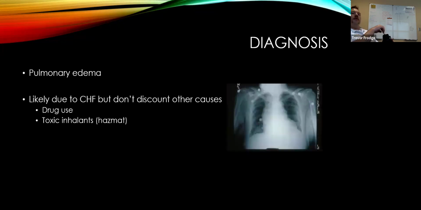So what's he got? He's got pulmonary edema. And looking at his med history, it's likely congestive heart failure. But again, we're not going to rule out some other things. So it could be drug use. Years ago, I had a patient who smoked crack, and that in turn will cause flash pulmonary edema. Again, toxic inhalants like ammonia will cause flash pulmonary edema. So while this patient wasn't working at Tyson Foods, those are still things to consider, right?